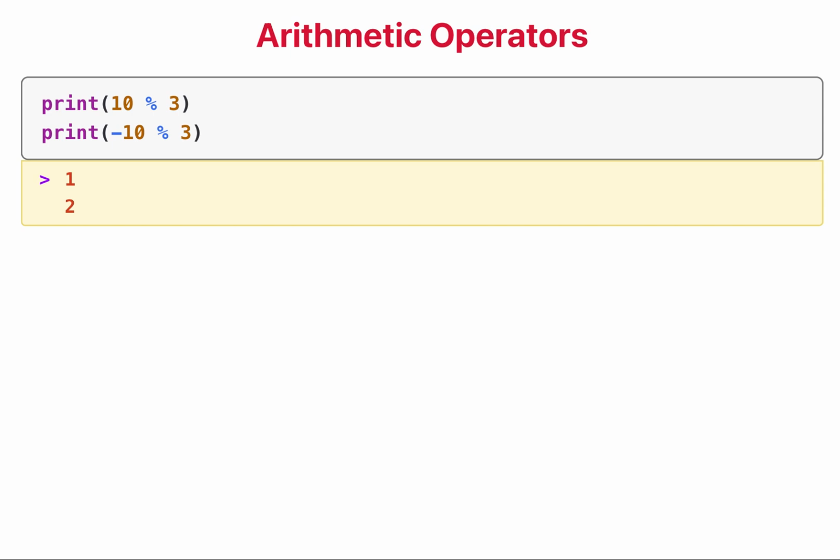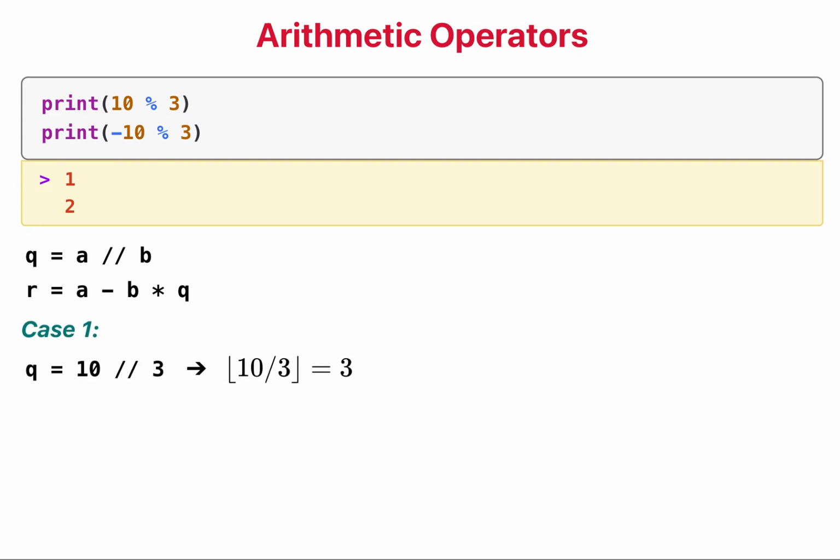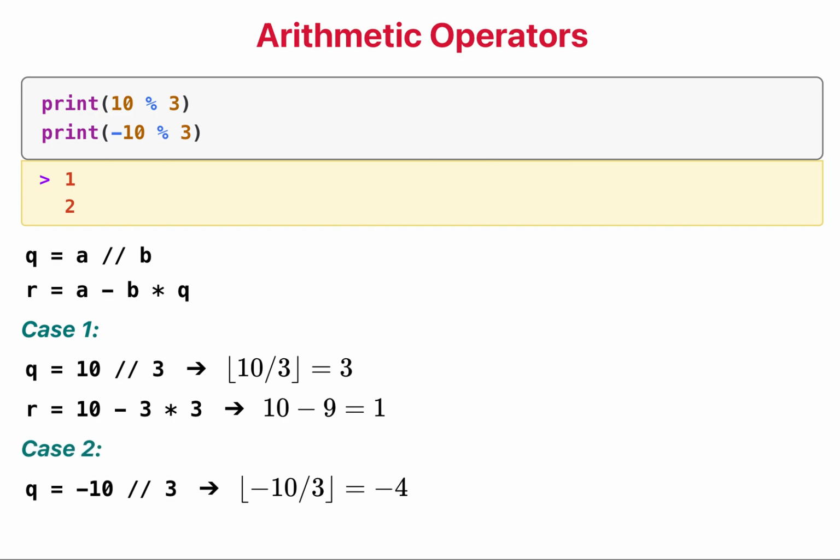We can easily understand this using the two equations that we defined earlier. In the first case, the floor division of 10 by 3 is 3, and when we put this value in the second equation provided above, we get the value 1, which is the final answer in this case. Similarly, for the second case, the floor division of negative 10 by 3 is floor function applied to negative 3.33, which is negative 4. And when we put this value negative 4 in the second equation, we get the value 2, which is the expected answer in this case.